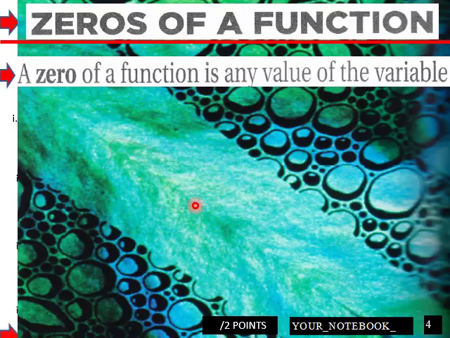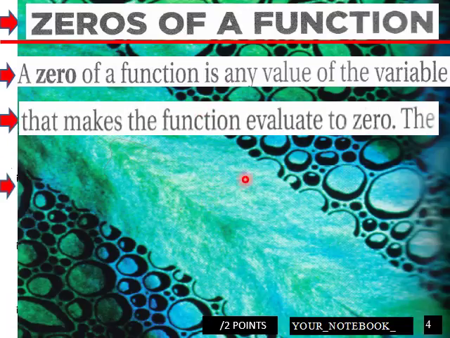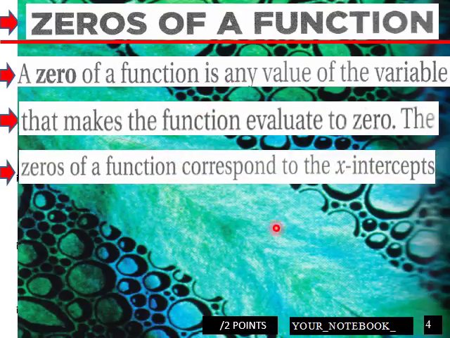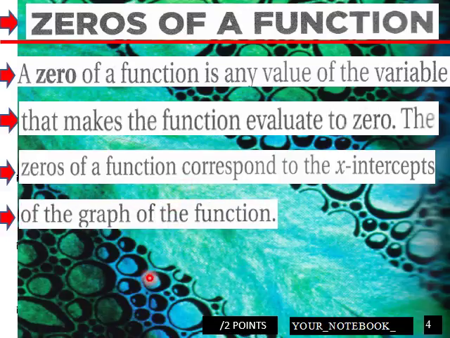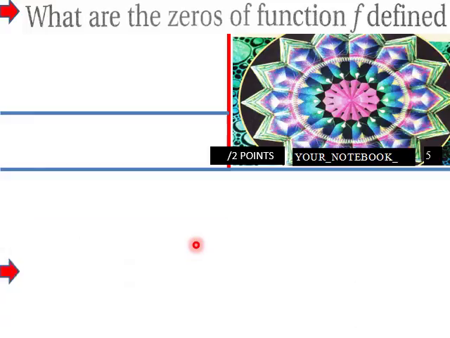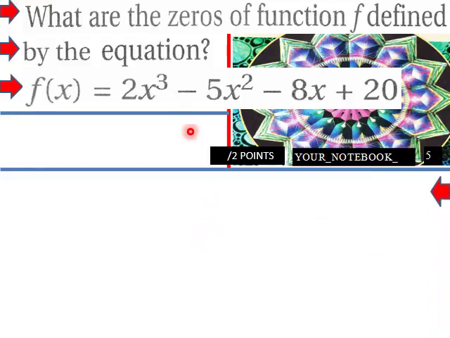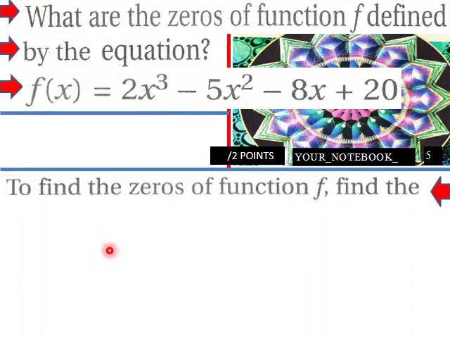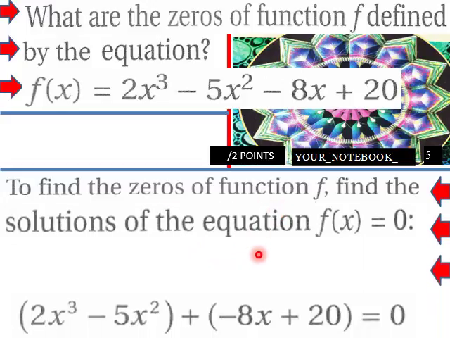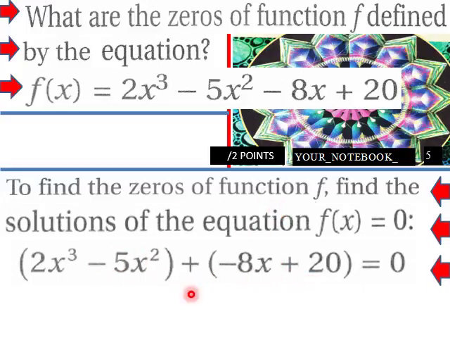Zeros of a function. A zero of a function is any value of a variable that makes the function evaluate to 0. The zeros of a function correspond to the x-intercepts of the graph of a function. So what are the zeros of the function here? To find the zeros of a function f, find the solutions of the equation when f of x equals 0.